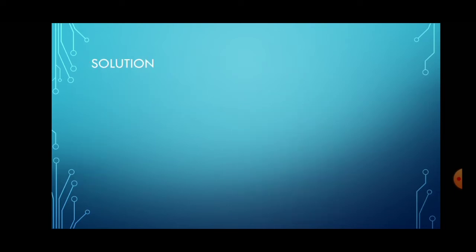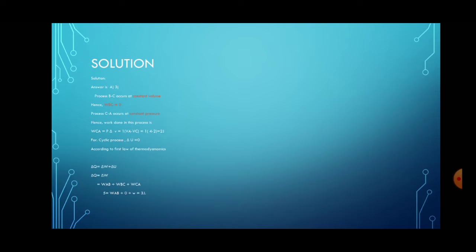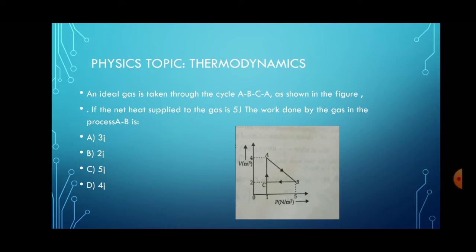Let's just look at the solution. I hope you've gotten the answer, you've managed to crack it. So the answer is option A, 3 joules. Let's look at the reason why. First, let's look at the process BC. In the process ABC, we have to find the work done at AB. So first, let's analyze the entire work that's being carried out.